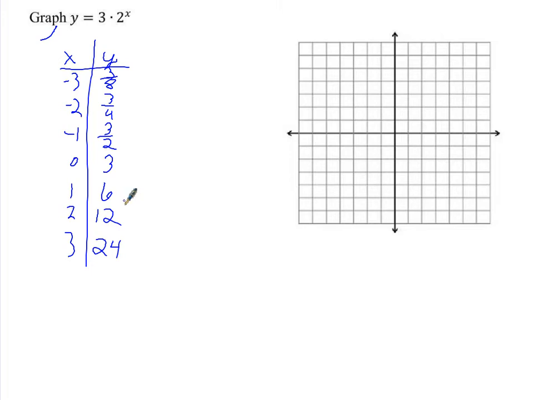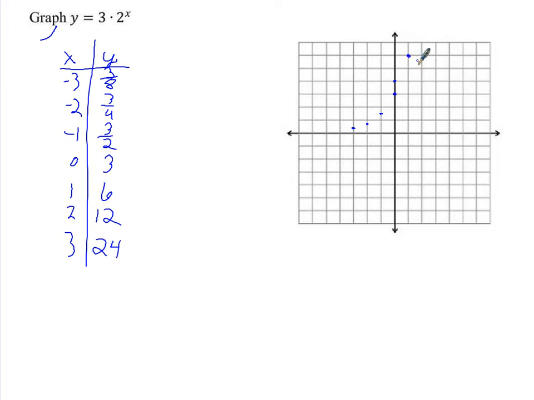So I'm not going to change my scale. We have negative 3, 3/8. So that's negative 3, and then 3/8 is almost halfway. Negative 2, 3/4, 3/4 of the way. Negative 1, 3/2, that's 1 1/2. 0, 3, oops, went up too far. And then 1, 6, all the way there.